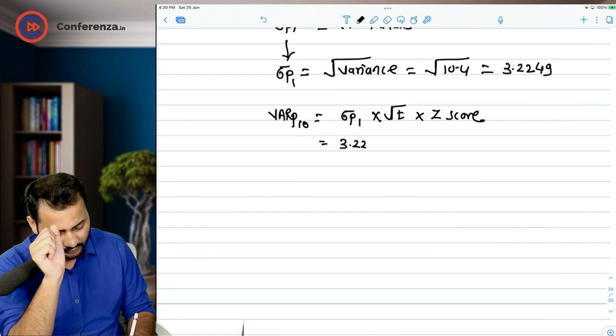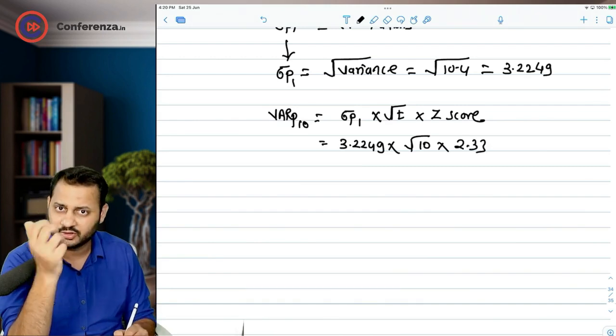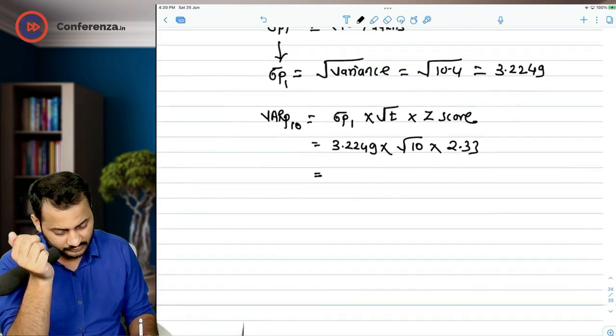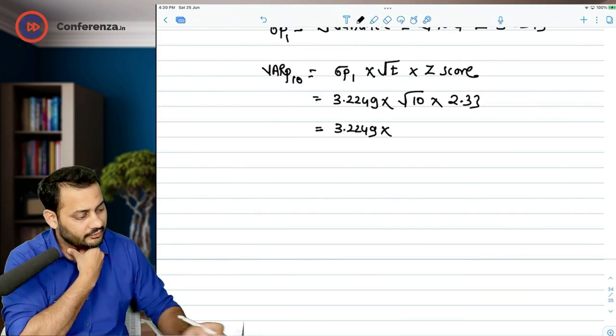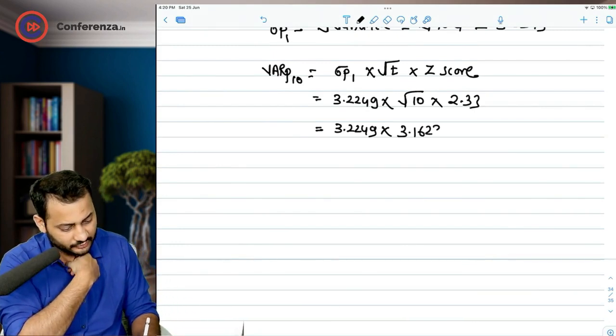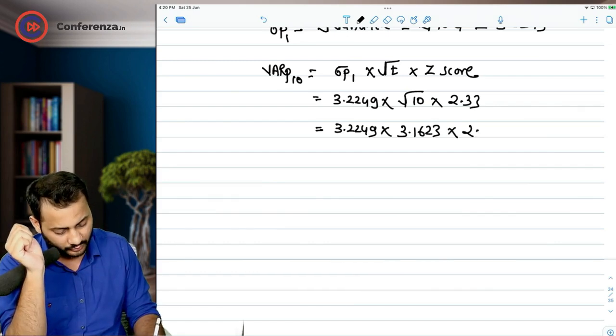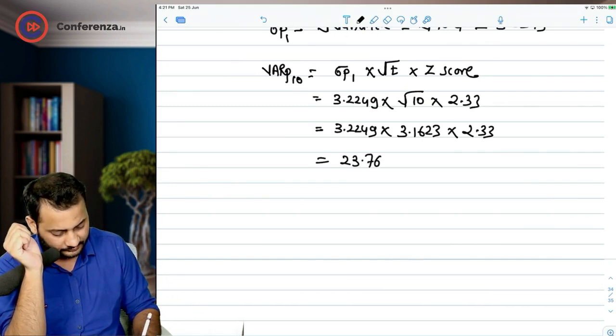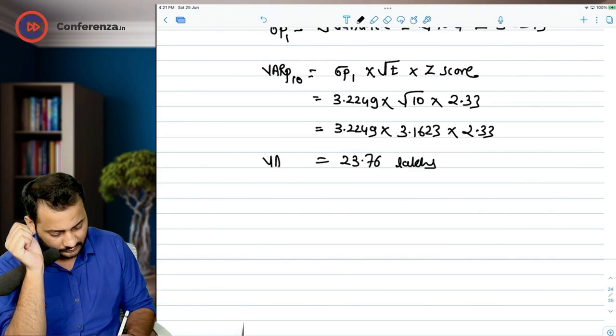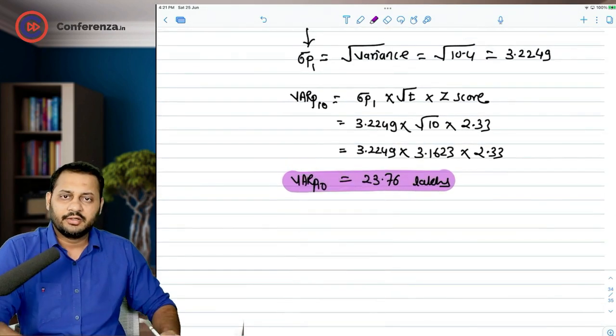So 3.2249 into under root 10 into 2.33. Z score is 2.33. So 3.2249 into the under root 10 value is 3.1623, 4 decimals, into 2.33. This is going to be the final answer: 23.76 lakhs. VAR of the portfolio for 10 days. Are you getting it?